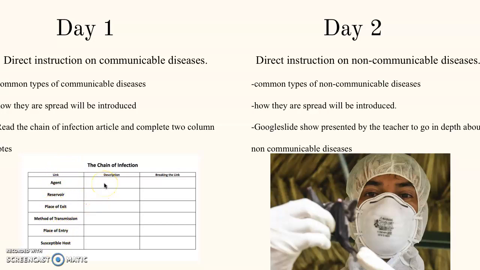And there's different sections. They will first write the description in their own words after reading it, and then the second section is about breaking the link, and they will talk about ways to avoid getting communicable diseases, and they'll write that in their own words in breaking the link.